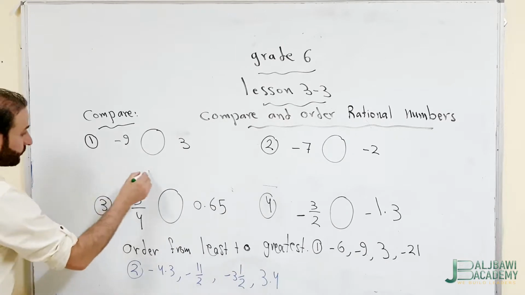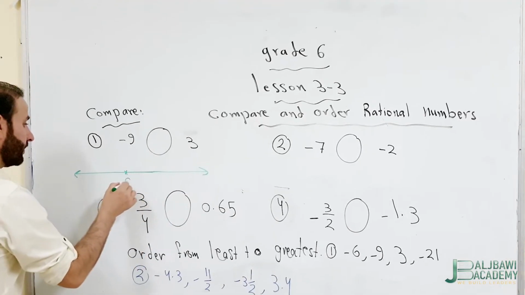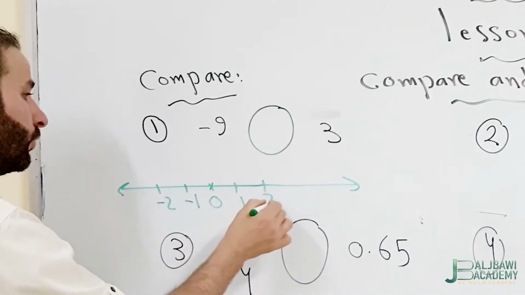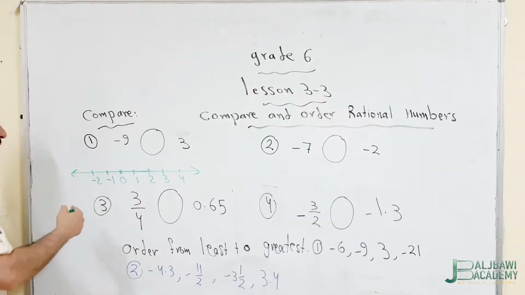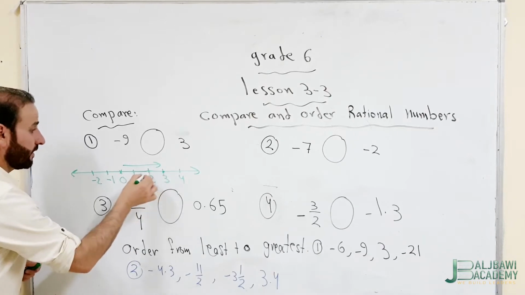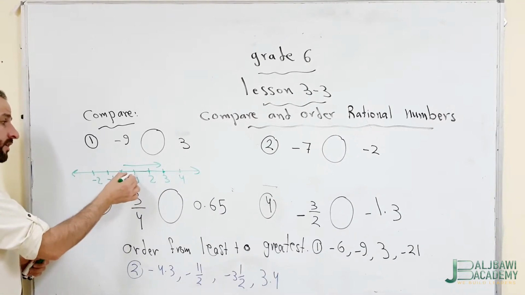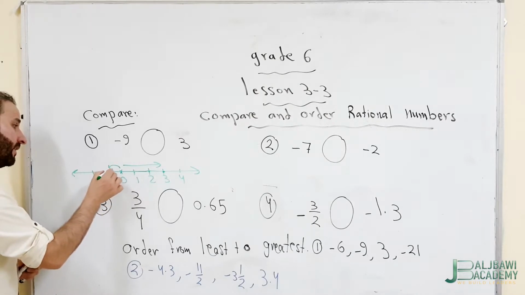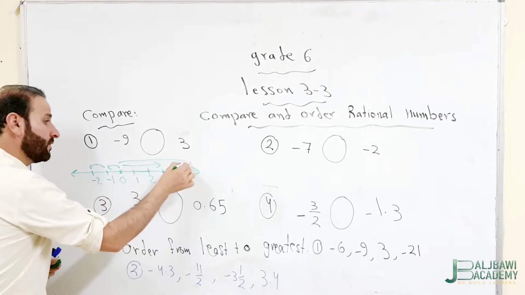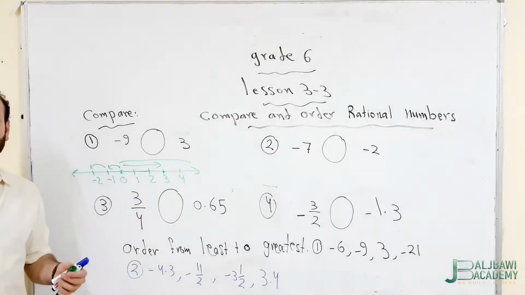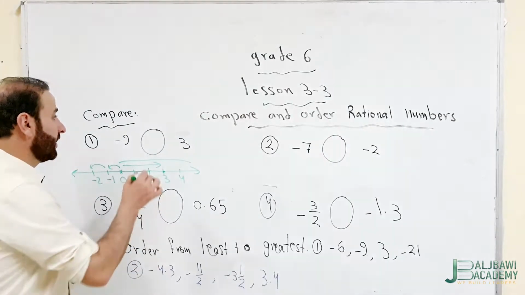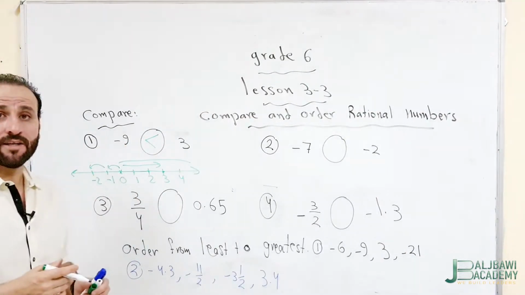Let me show you. Here, 0, -1, -2, here 1, 2, 3, 4. The more we go right, the greater the numbers will be. So 3 is greater than 2, and 2 is greater than 1, and 0 is greater than -1, and -1 is greater than -2. But in general, a positive number is greater than a negative number. So in the first example, 3 is greater than -9.